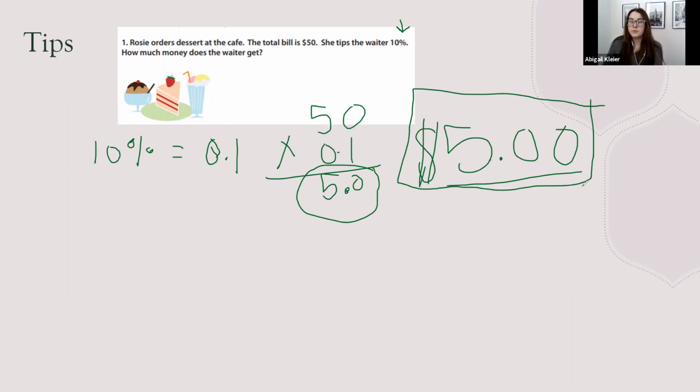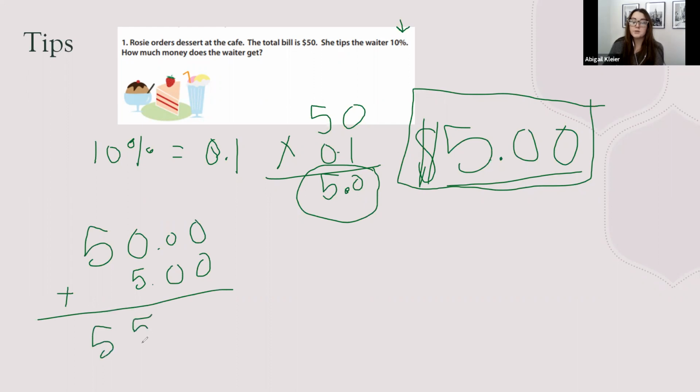Now, this question was a little different than the ones that we saw before because we did not end up adding this $5 onto the total bill. Why is that? Well, if they were to ask us how much did Rosie spend in total, then the answer would have been her bill amount plus the tip amount. So Rosie in total would have spent $55 total. Again, the amount of the bill and the amount of the tip. But the question asked, how much money does the waiter get? The waiter gets the amount of the tip, which was $5.